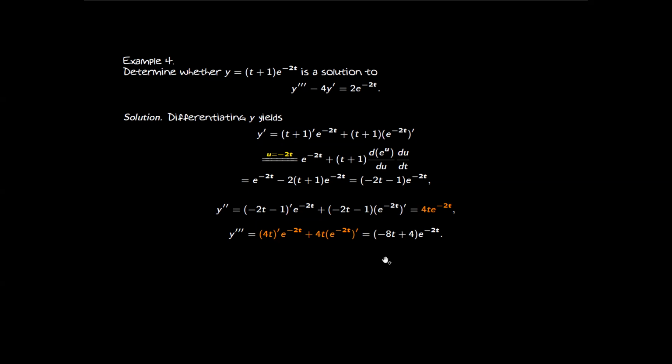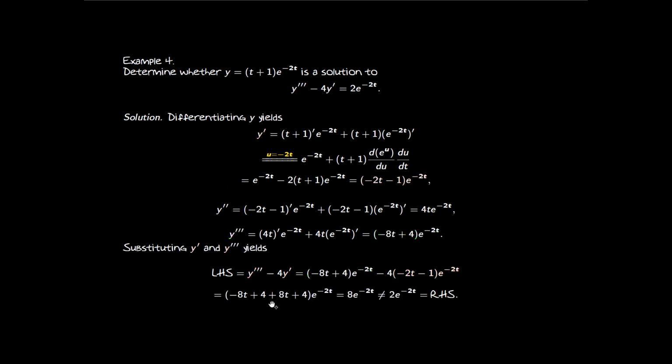And now we're ready to plug the y and its derivatives into the equation. We'll say there's a common factor e to the negative 2t, which can be factored out. And then you collect all the coefficients. You're going to end with 8 times e to the negative 2t.